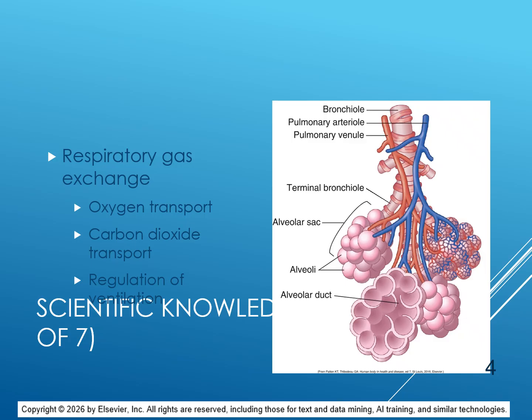Carbon dioxide is a product of cellular metabolism, diffuses into red blood cells, and is rapidly hydrated into carbonic acid. We talked about that a little bit. It is eventually returned back to the lungs and exhaled.